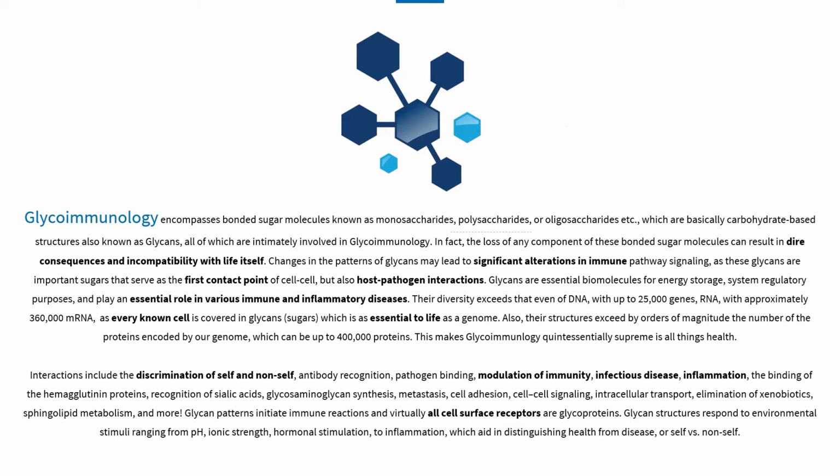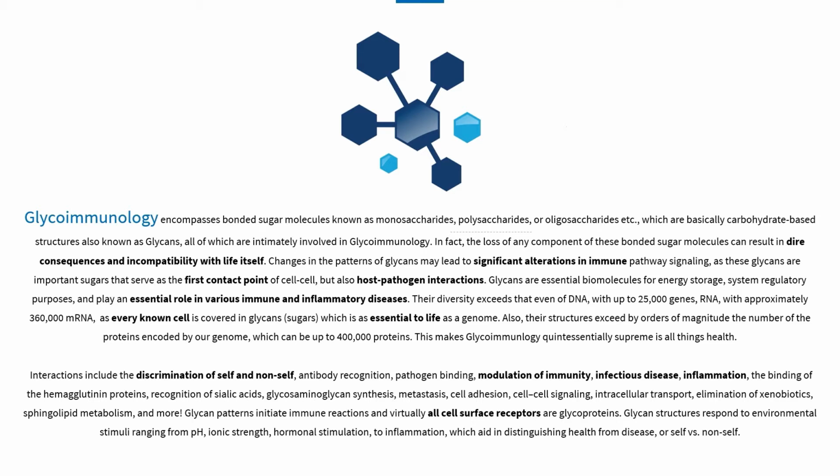Their diversity exceeds that even of DNA, with up to 25,000 genes, RNA with approximately 360,000 microRNA, and every known cell is covered in glycans or sugars, which is as essential to life as the genome itself. Also, their structures exceed by orders of magnitude the number of proteins encoded by our genome, which can be up to 400,000 proteins. This makes glycoimmunology quintessentially supreme in all things health.